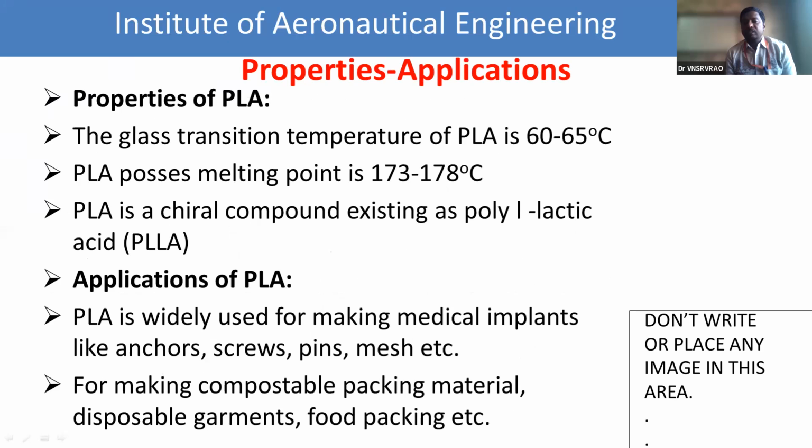Tell me what are the properties of polylactic acid? It has a glass transition temperature of 60 to 65. Okay. And the melting point is 173 to 178. And it is a chiral compound, existing as poly-L-lactic acid, abbreviated as PLLA.